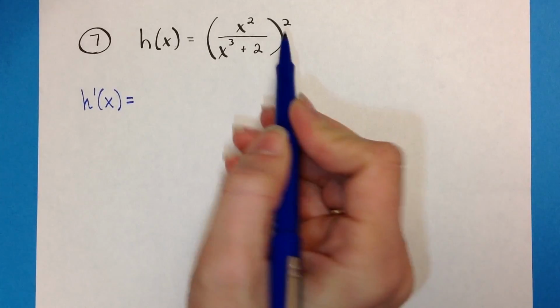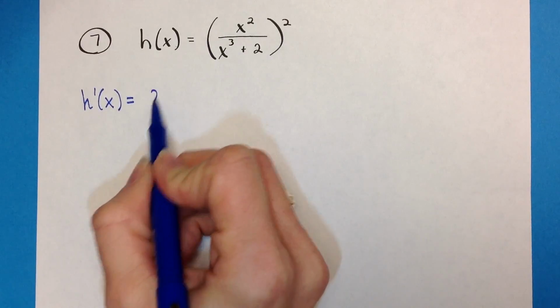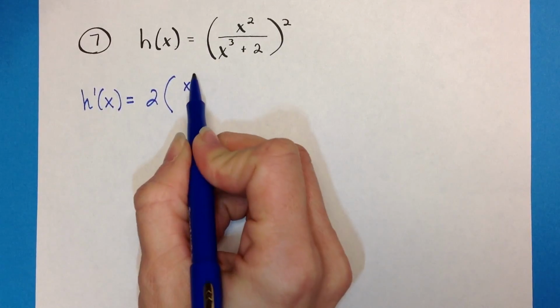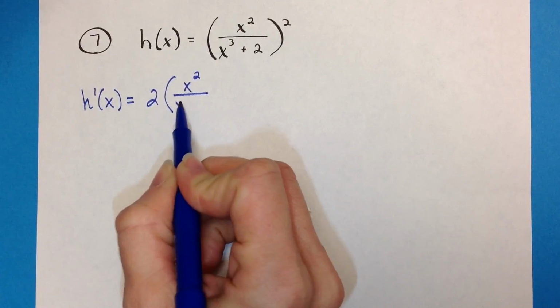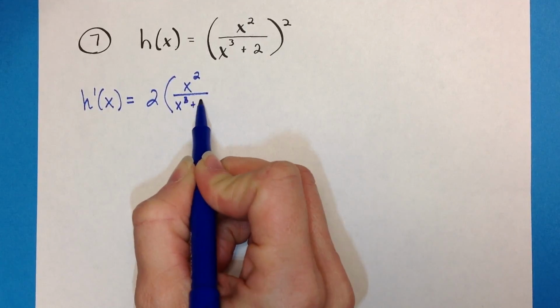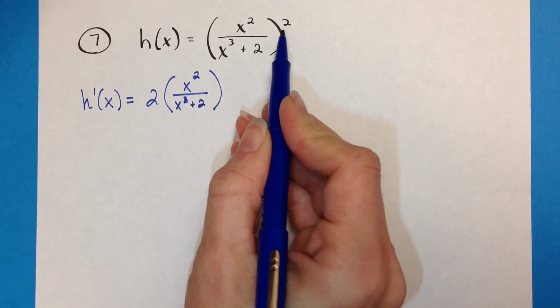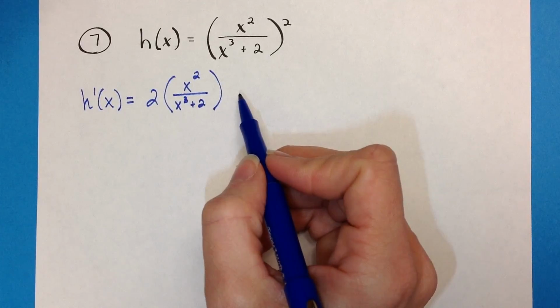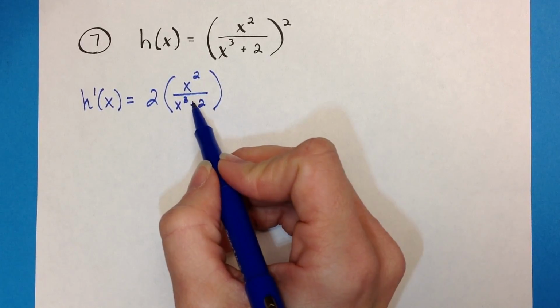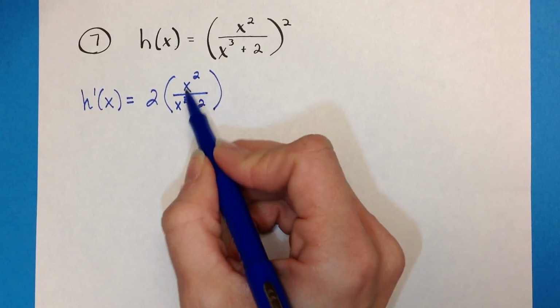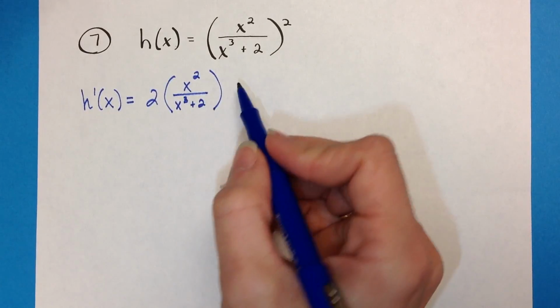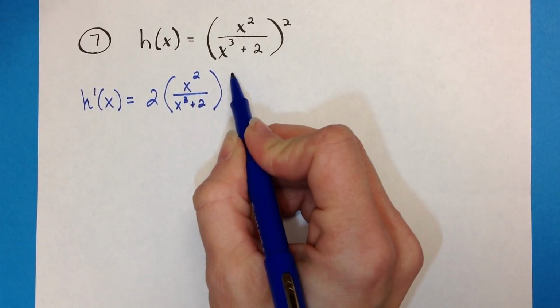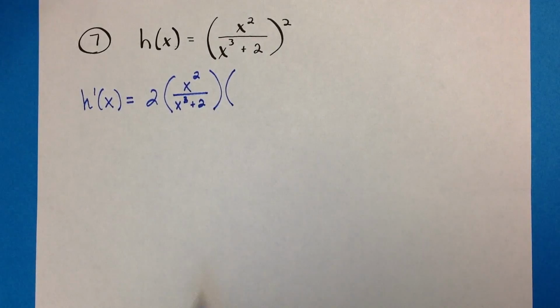Alright, so starting with your power rule, you would do 2 times your function to 1 less power, which means this would just go down to a first power. Okay, now you have to take the derivative of the inside. This is where your quotient rule is going to have to be applied. So, of course, to show the multiplication, I'll just do another set of parentheses.